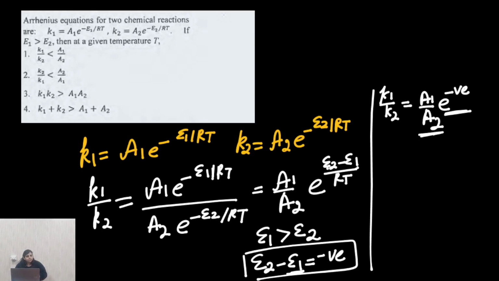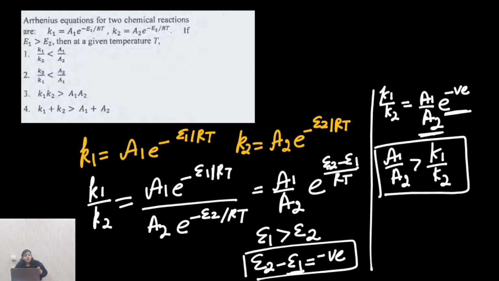Which means that my a1 by a2 value is going to be greater as compared to k1 by k2, because only after multiplying it with a smaller value am I getting the k1 by k2 ratio, which will definitely be a smaller value, right? So this condition will be applicable: a1 by a2 is greater than k1 by k2. Option 1 becomes the correct answer.